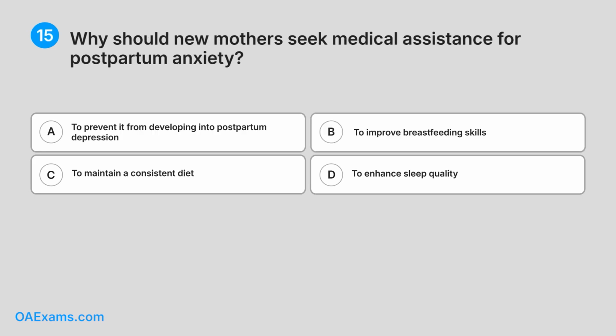15. Why should new mothers seek medical assistance for postpartum anxiety? A. To prevent it from developing into postpartum depression. B. To improve breastfeeding skills. C. To maintain a consistent diet. D. To enhance sleep quality. What do you think is the answer?